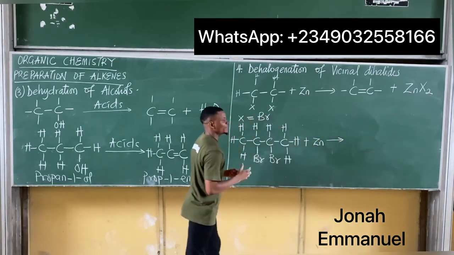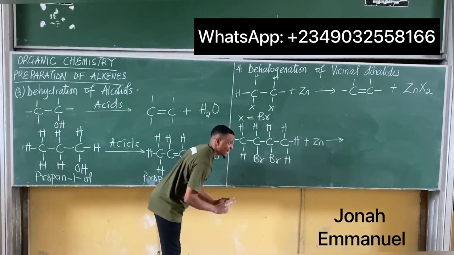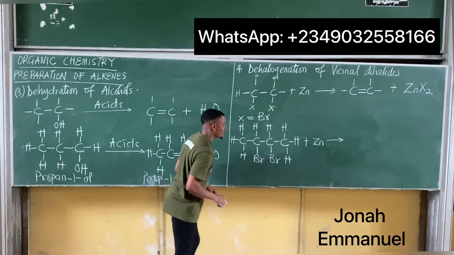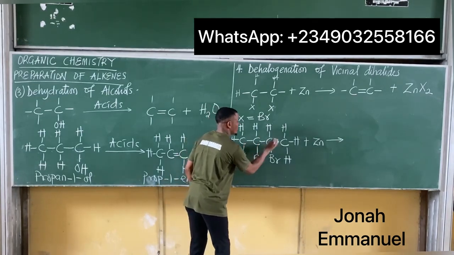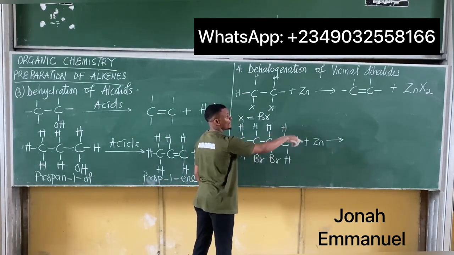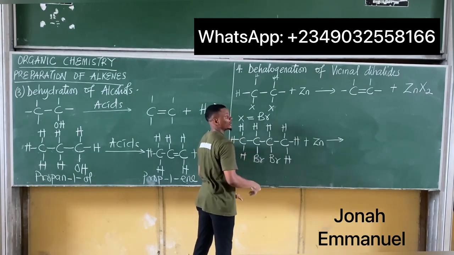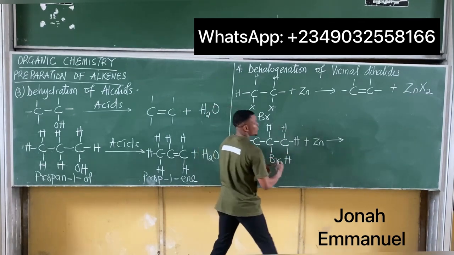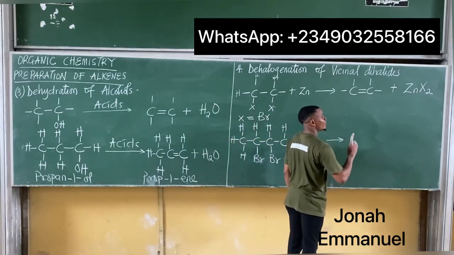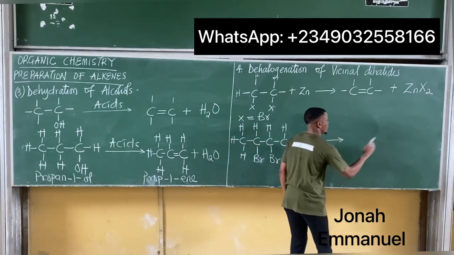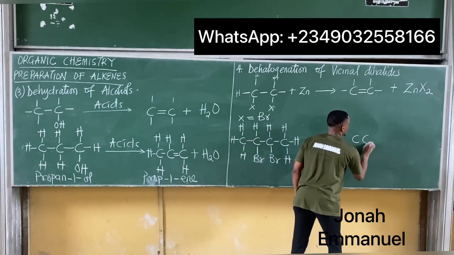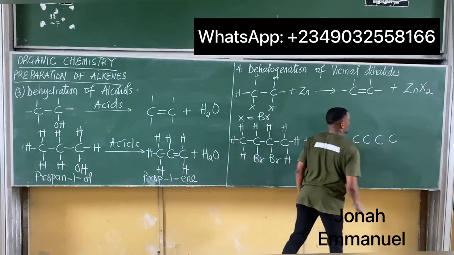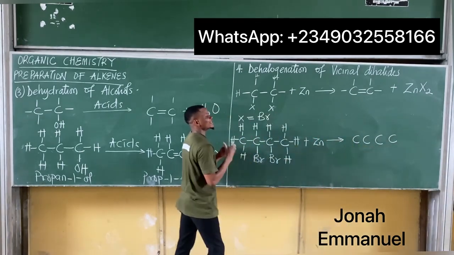Don't forget, I'm expecting a corresponding answer. By corresponding, I mean if I have 4 carbon here, I must also have not less than 4 carbon and not more than 4 carbon. So a 4 carbon structure here will give you another 4 carbon structure here. So it becomes something of this nature: 1, 2, 3, and 4.